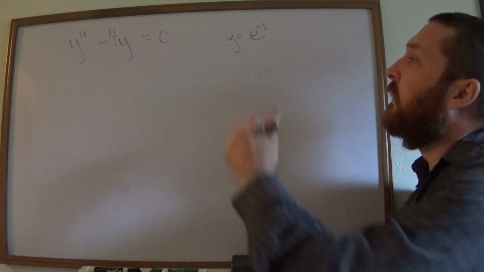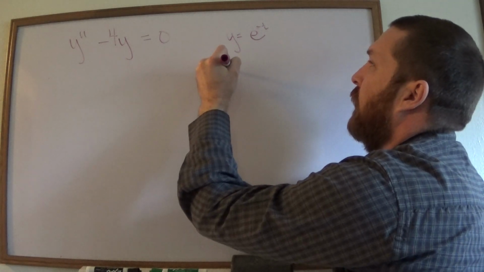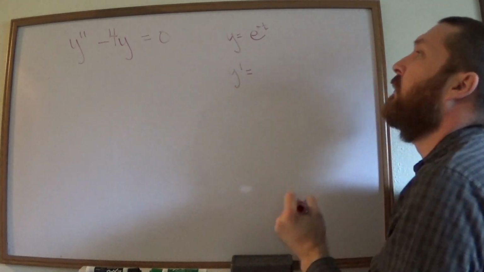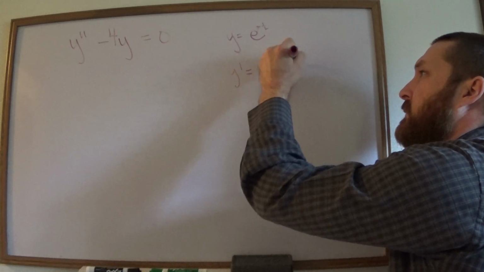Take the derivative of both sides, so that gives us what? y prime equals r times e to the rt. Now what?